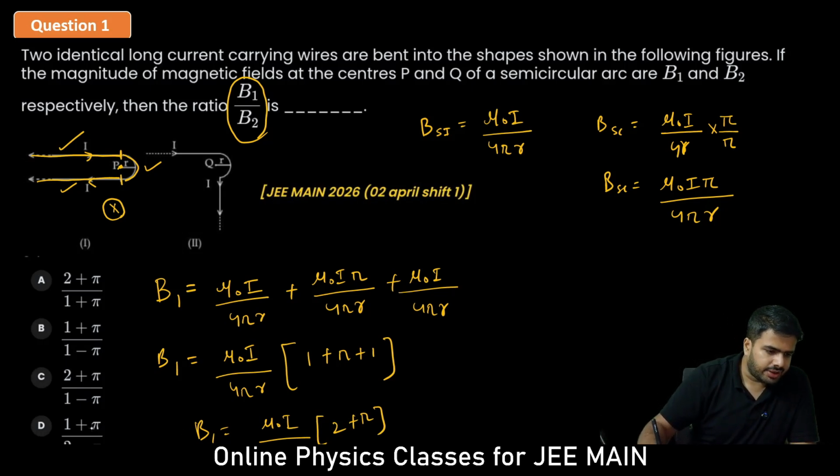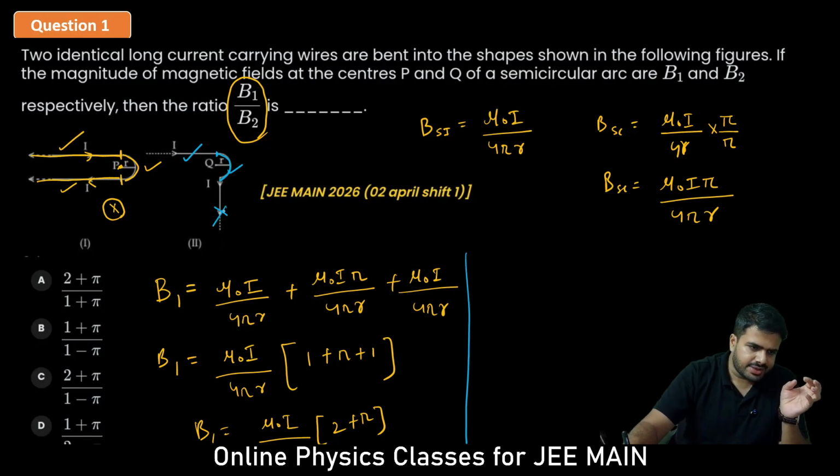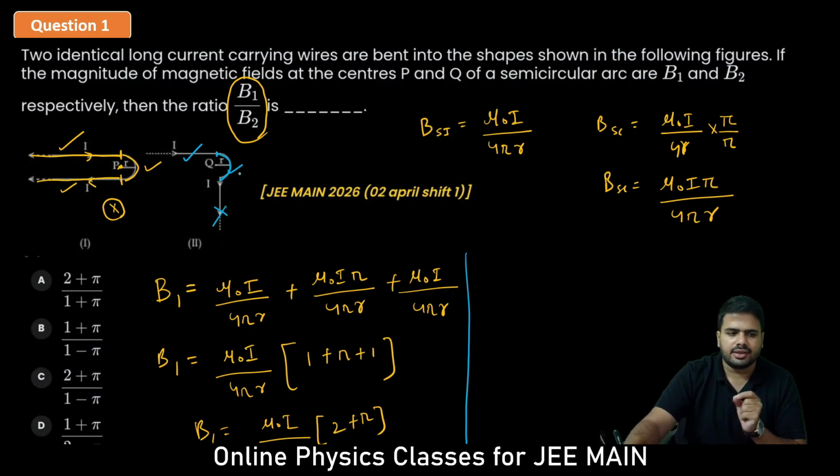So let's quickly find out the value of B2 here. In case of B2, if you look carefully, we have one semi-infinite wire and one semicircular wire. Another semi-infinite wire is there, but if you extend this wire, it will pass through the center. So due to this wire, zero magnetic field will be produced, so we won't consider this.